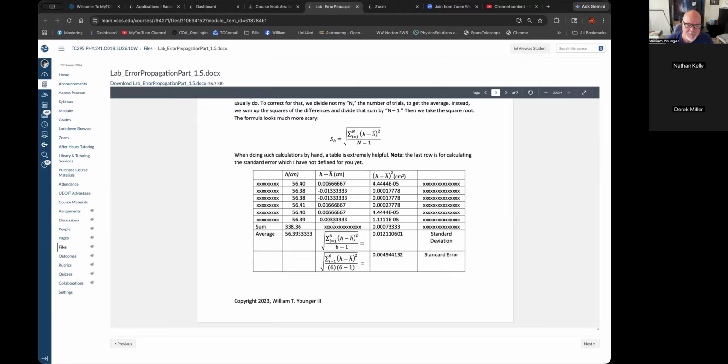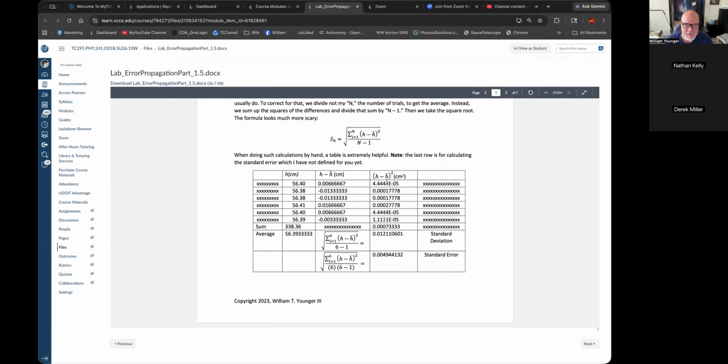Summing them up is not important. We know for a fact that the sum of that should come out to be essentially 0. And here's the formula for the standard deviation, and here's the formula for the standard error. So now what we're going to do is take each of these deviations and square them. That's going to also, of course, get rid of the negative.